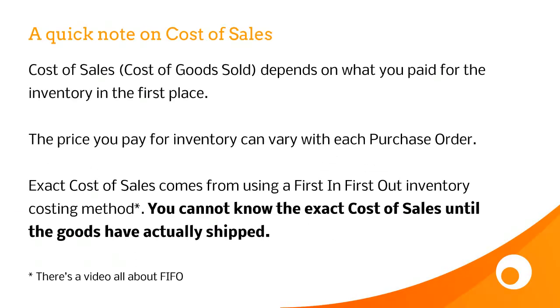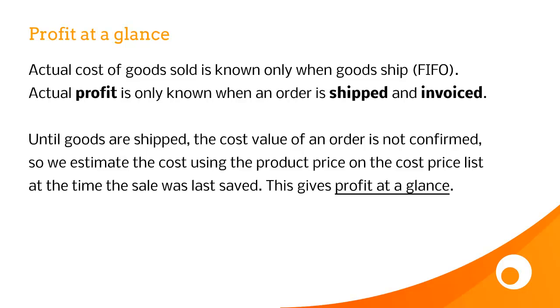So before I move on, let's have a quick look at cost of sales, or cost of goods sold. The cost of sales depends on what you paid for the inventory in the first place, and that's why it's so important to have your purchase order system in the same system as your sales order processing. But the price you pay for inventory can vary with every single purchase order. So, to get exact cost of sales, we use a first in, first out inventory costing method, and there's a separate video all about that.